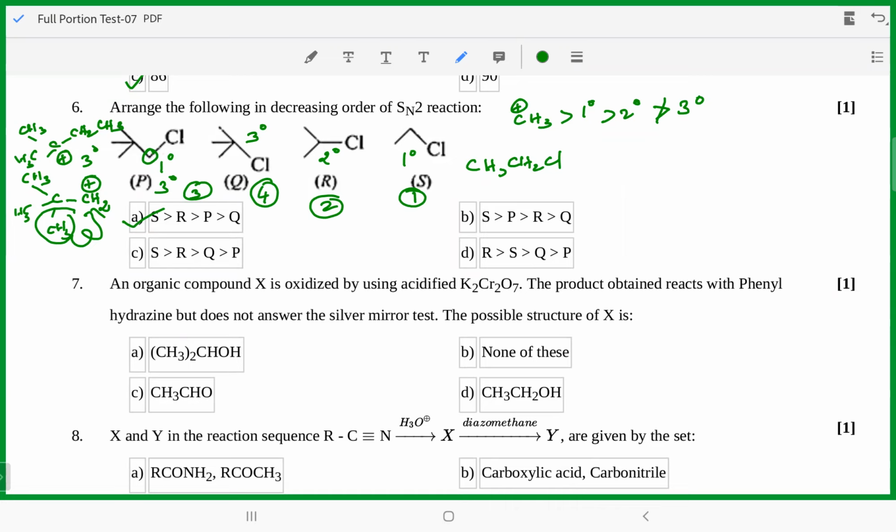So the primary changes into tertiary. This carbon is attached to this primary carbon, so the methyl group will go and it changes into secondary.